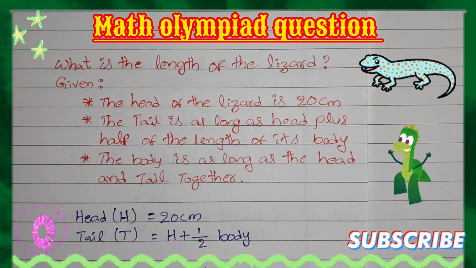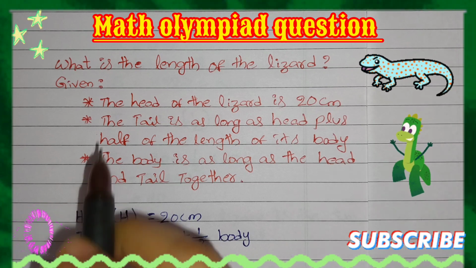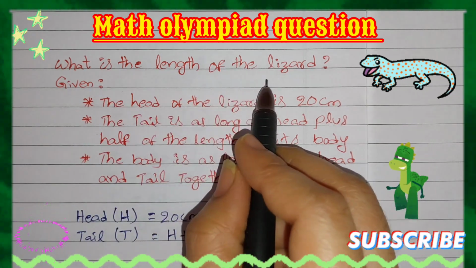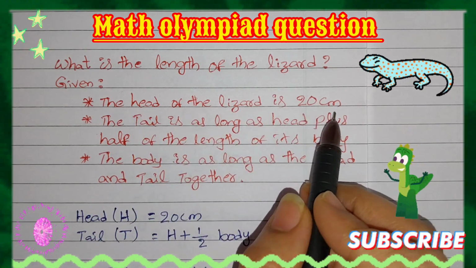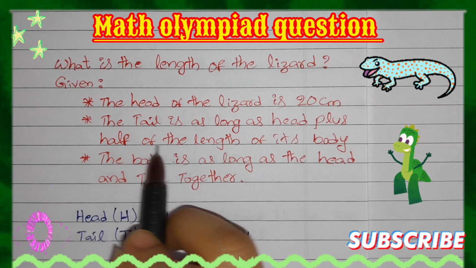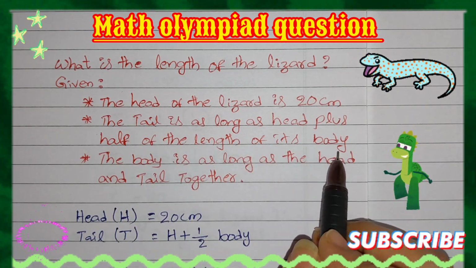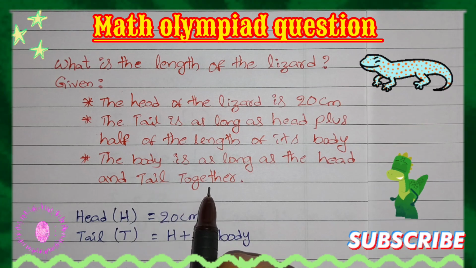Today's video is a Math Olympiad question. Let's start. What is the question here? What is the length of the lizard? Given the head of the lizard is 20 centimeters. The tail is as long as the head plus half of the length of its body. The body is as long as the head and tail together.